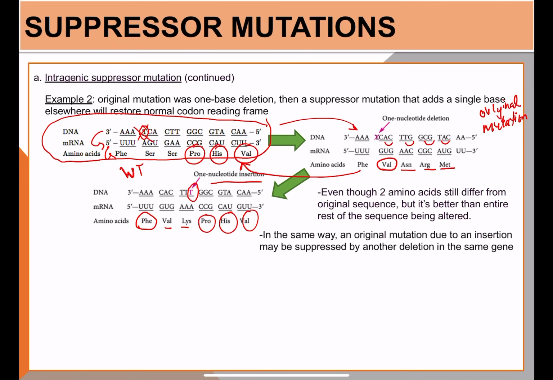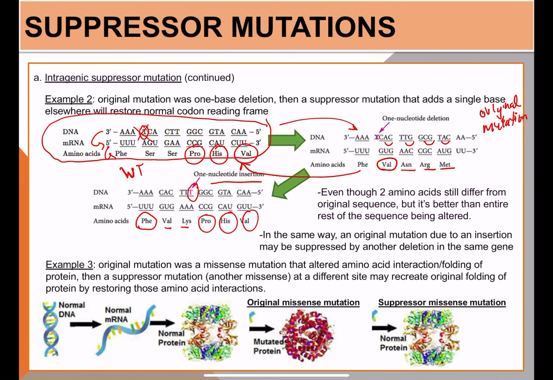Now, in the same way, an original mutation due to an insertion may be suppressed by another deletion in the same gene. So just remember that when we're talking about intragenic suppressor mutation, other than one within the same codon, when your original mutation is an insertion, it can be rescued by a deletion somewhere else. The other way around is also true. You deleted a sequence from your original mutation, and then it can be rescued by a second suppressor mutation that inserts the sequence back in, okay? So that you shift the reading frame back to the original wild type sequence, okay?